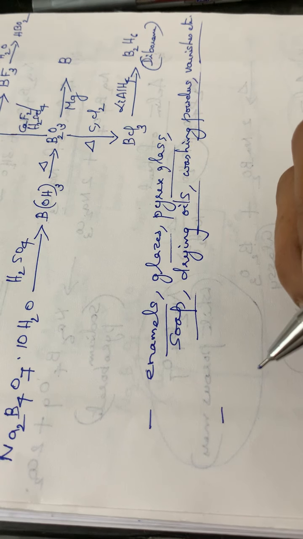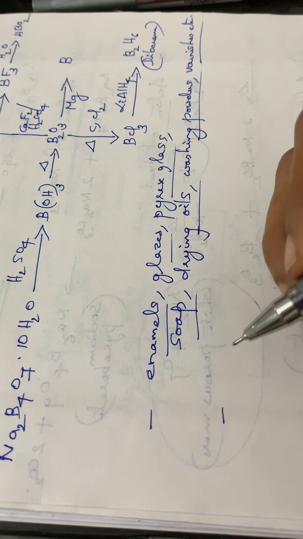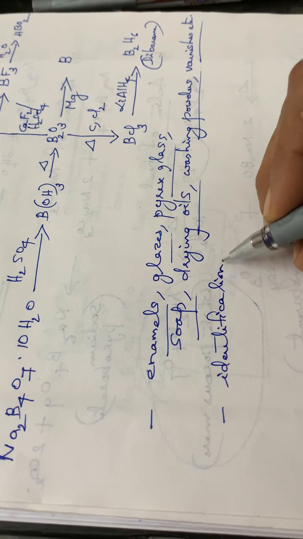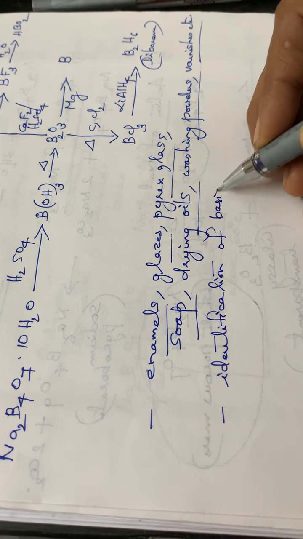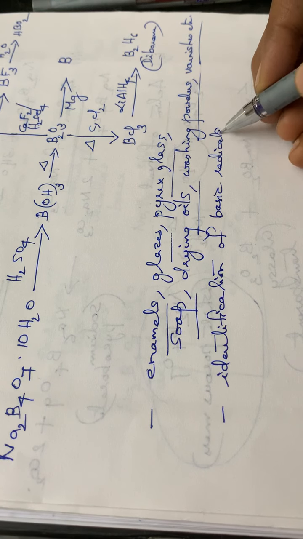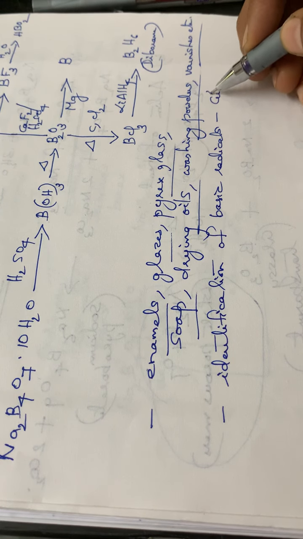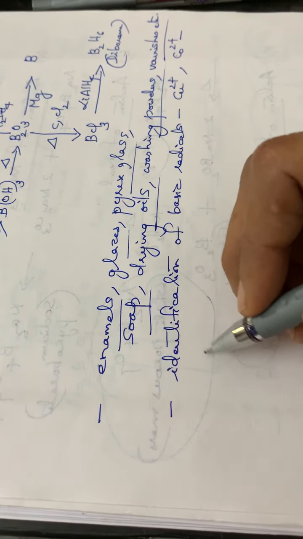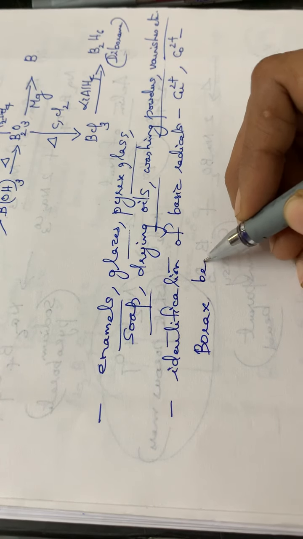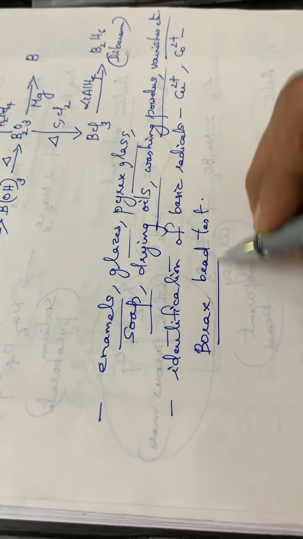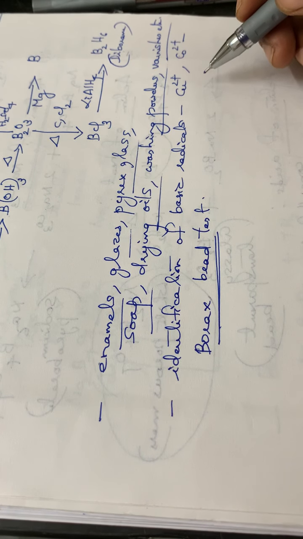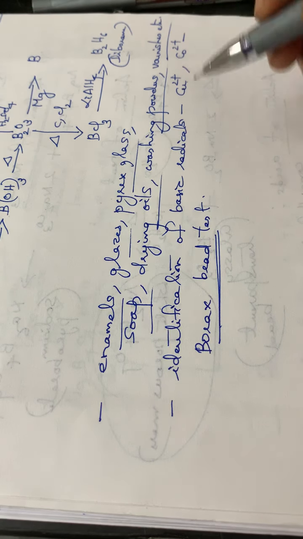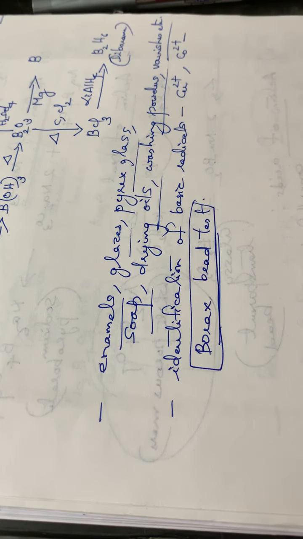Then the next one, this borax, it is used in the identification of basic radicals. Basic radicals like copper ion Cu2+, then cobalt Co2+, etc. And the test is called the borax bead test. Identification of basic radicals like Cu2+ and Co2+, and the test is named the borax bead test.